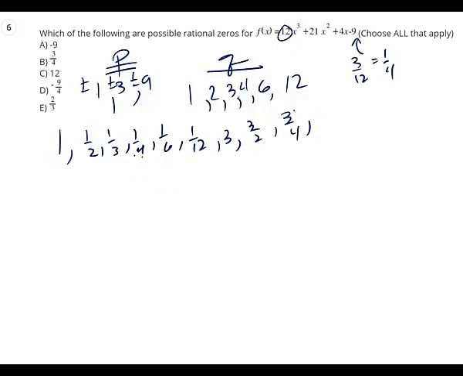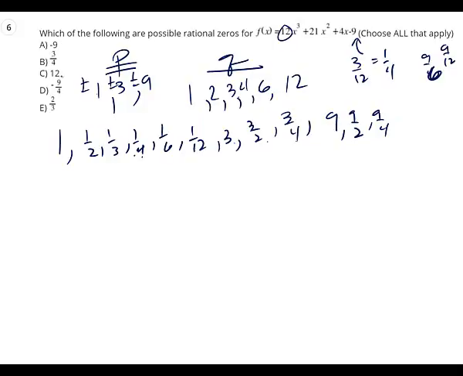All right, now I'm going to do the 9. So I've got 9, 9/2. What's 9/3? 3, that's already on the list. 9/4. Oh, it is 9/4, doesn't reduce. 9/6 does, though. What does that reduce to? 3/2, which I have, and then 9/12 reduces to 3/4, which I already have.